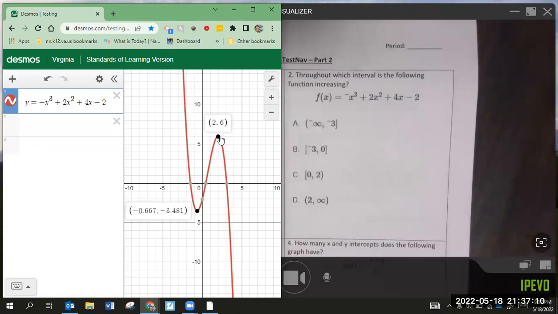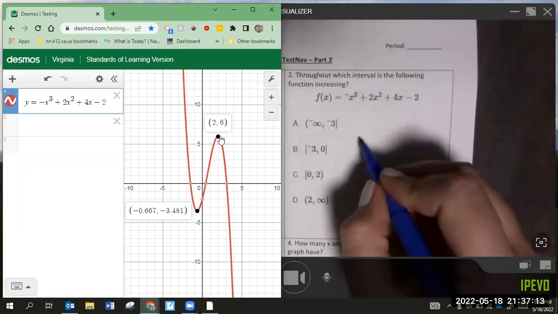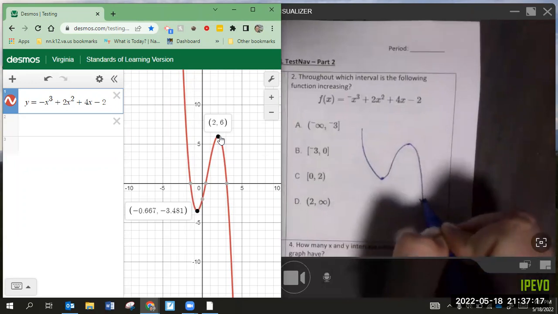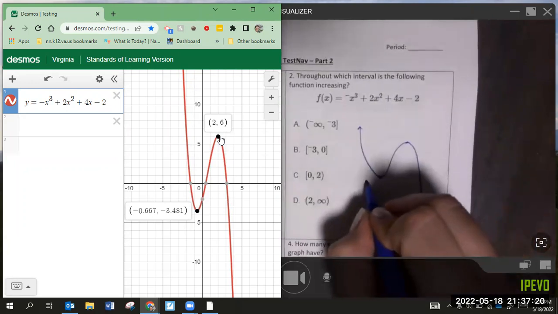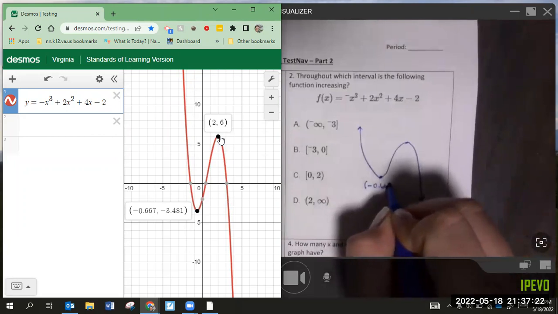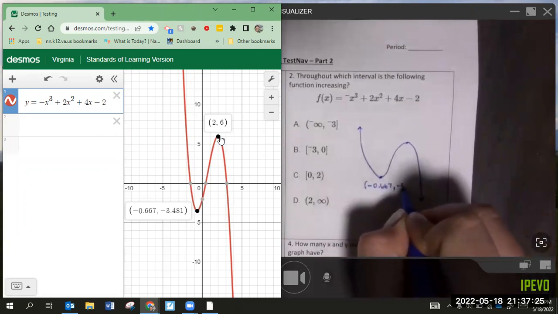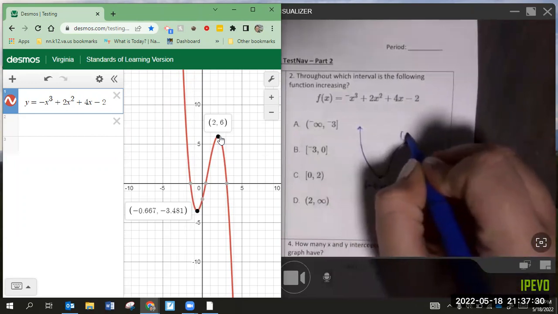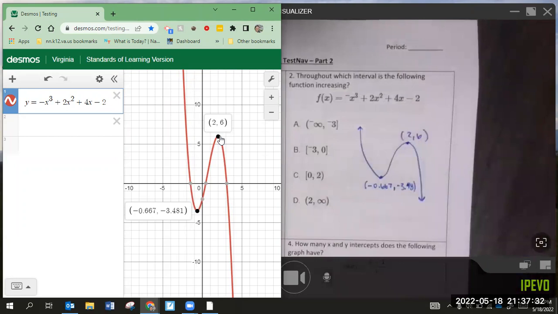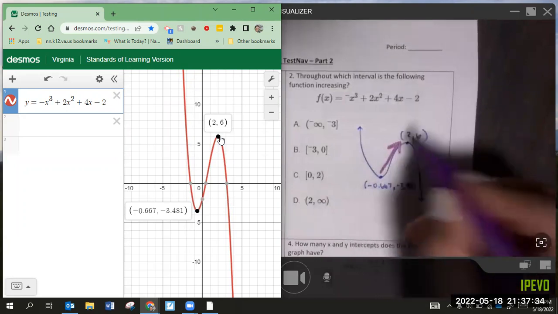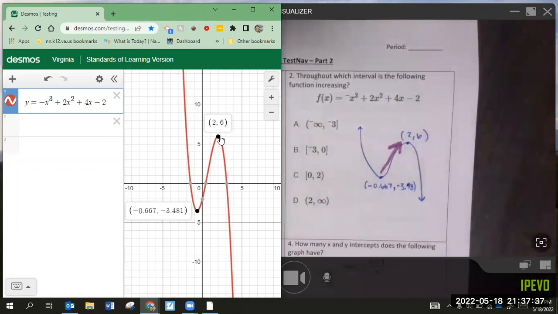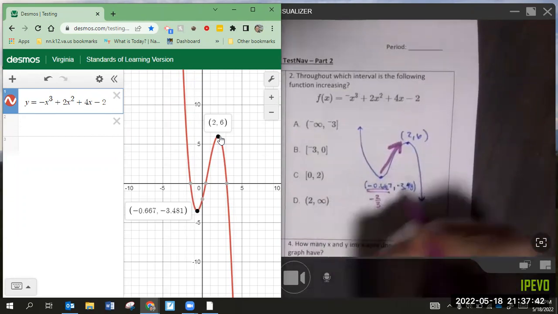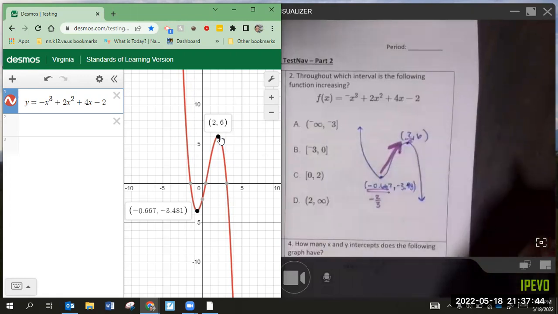So I'm just going to sketch it on my paper so we can kind of deal with it. We've got down to here and then down. So it's something like this. We've got (-0.667, -3.48). And then up here, we've got (2, 6). And where we're increasing is right here. So we're increasing from -2/3 all the way to the number 2.